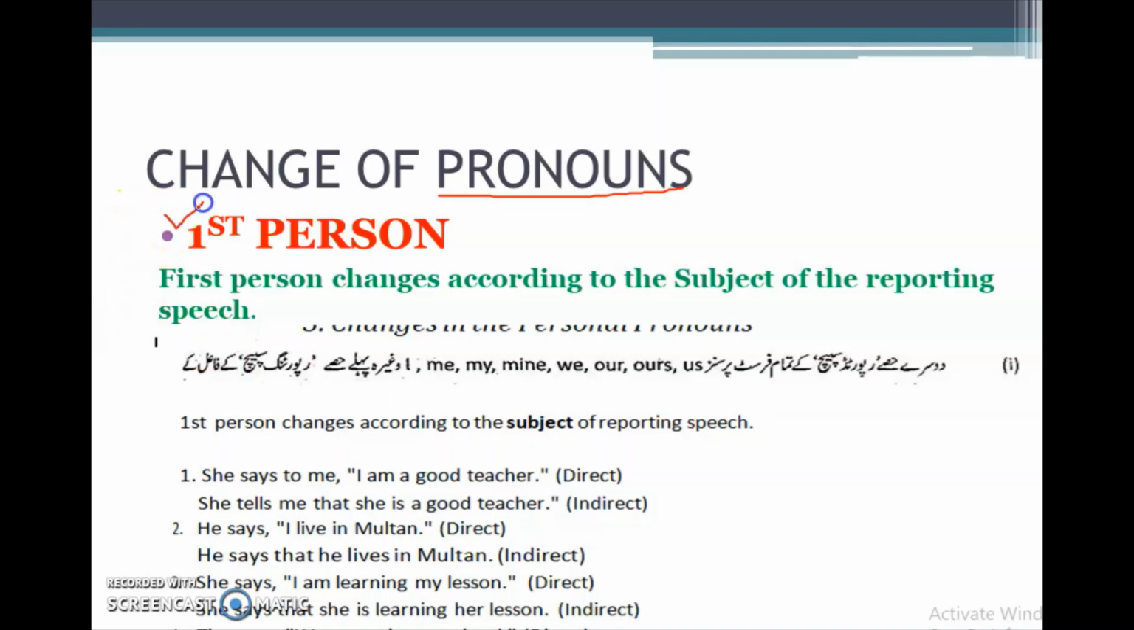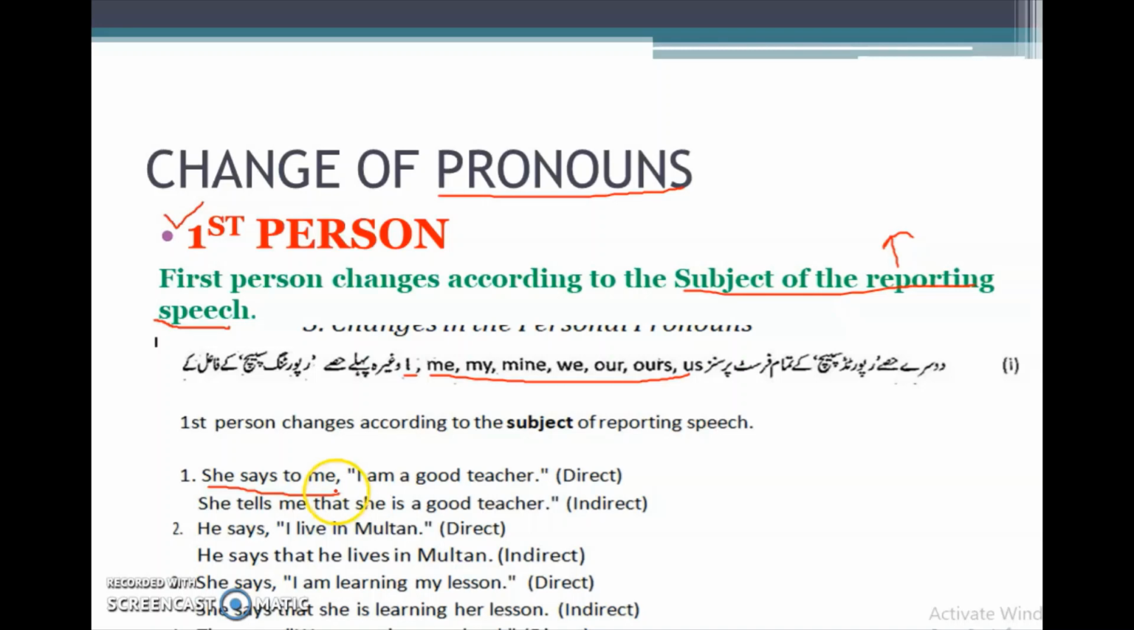First one is first person. What is first person? I, me, these are all written here. How will we change the first person when we change a sentence from direct into indirect? The rule says first person changes according to the subject of the reporting speech. I hope you have all got the point. What is reporting speech? Reporting speech is the first part of the sentence. So this rule says that if there is first person in the reported speech, it will change according to the subject of the reporting speech. Look at the example.